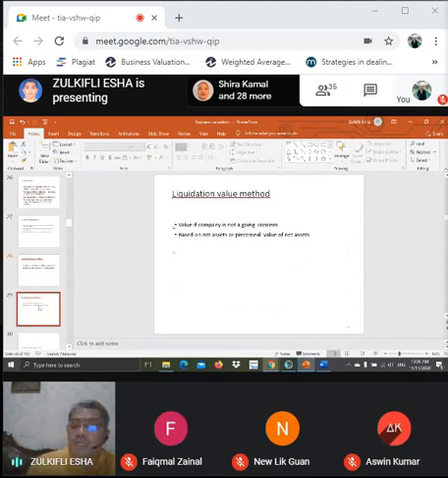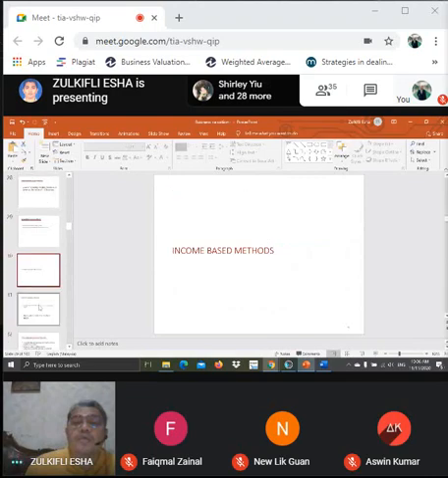So the second is the income approach. Normally when it comes to the income approach, as its name suggests, it will involve cash flow. This is where DCF, discounted cash flow, comes into the picture.